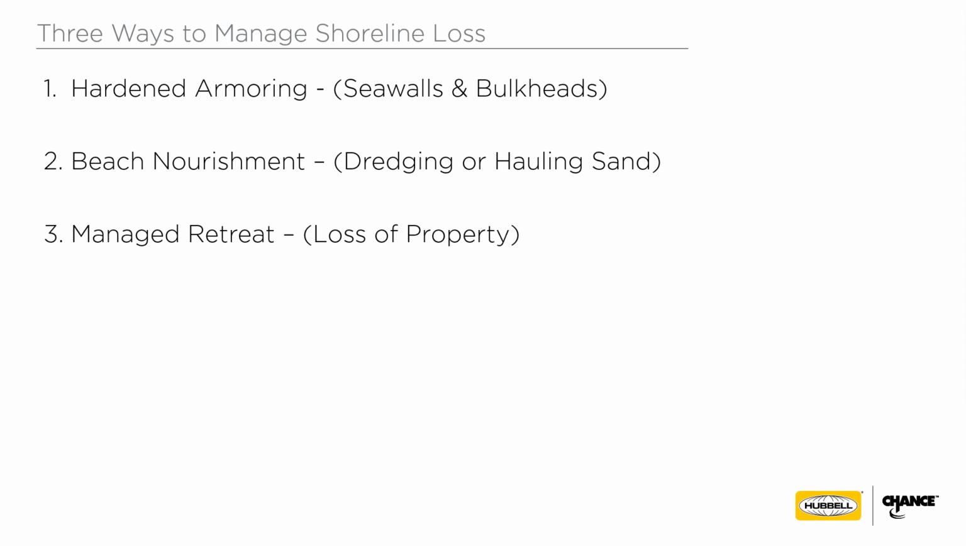Manage shoreline loss. There's a couple of different methods here. One is hardened armoring, where you're basically going to draw a line in the sand and try to protect losing any more shoreline from that point forward with a seawall or a bulkhead. And we'll talk about different types of those. Or you can put the beach back. You can put the shoreline back with nourishment by dredging or hauling sand and replacing the shoreline.